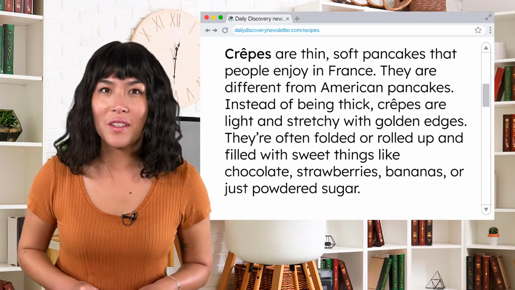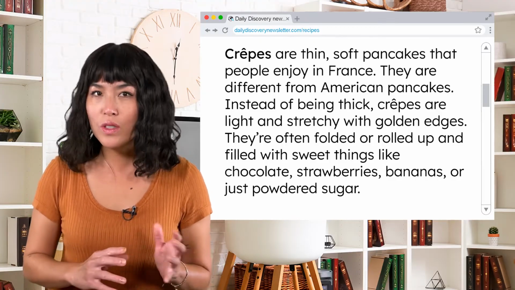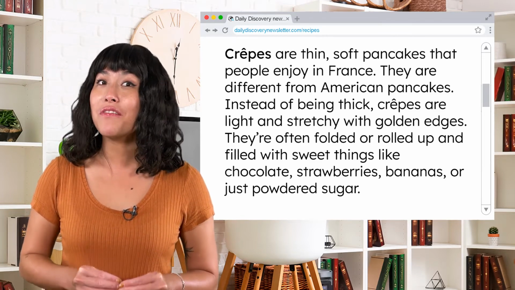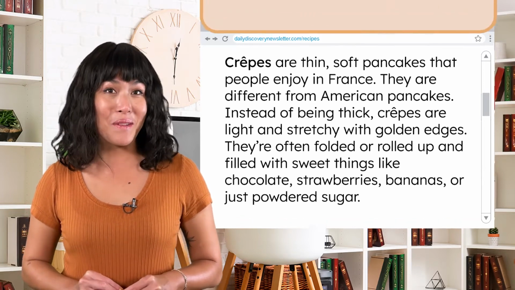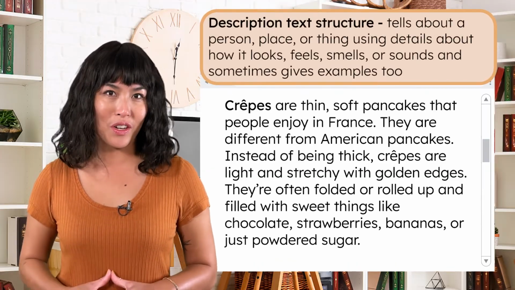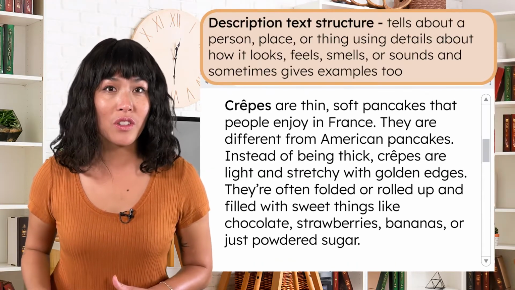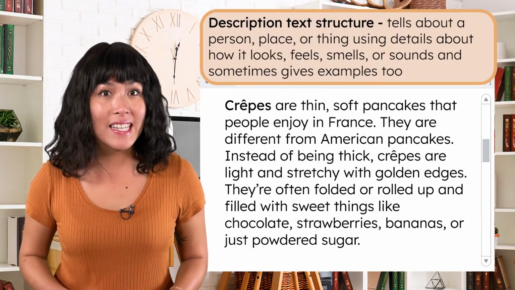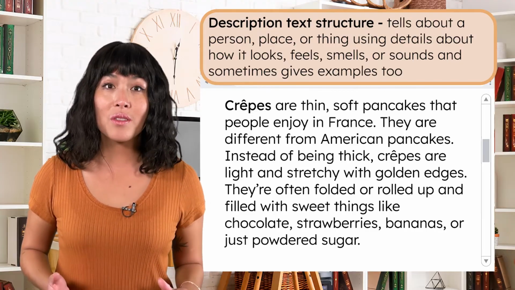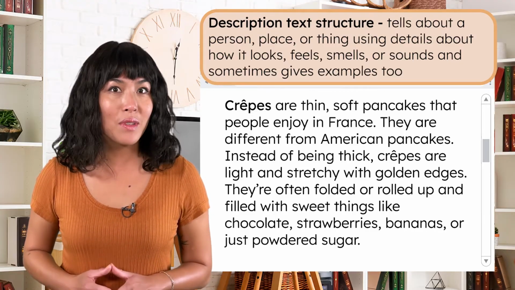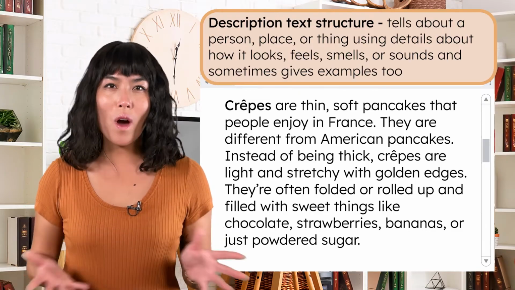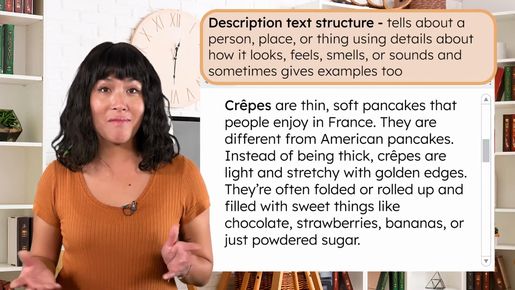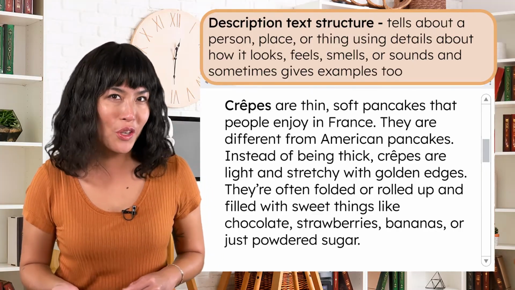The author uses details like light and stretchy, golden edges, and folded or rolled, and gives examples of what they could be filled with. This is an example of a description text structure. Description structure is when authors tell about a person, place, or thing using details about how it looks, feels, smells, or sounds, and sometimes gives examples too. Why might the author use this structure instead of just listing crepe facts? How does it affect you as a reader?